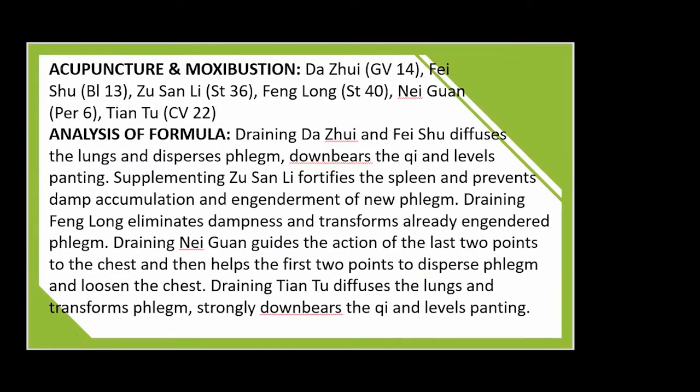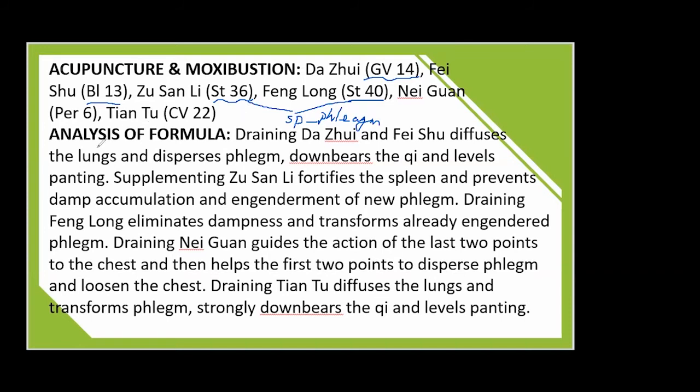Then we talk about acupuncture treatment. The points are pretty similar: Du 14, bladder 13. And we also put stomach 36 and stomach 40 here. That strengthens the spleen function and resolves phlegm, so they're working together. Stomach 36 is a pretty good tonic, and stomach 40 resolves phlegm.